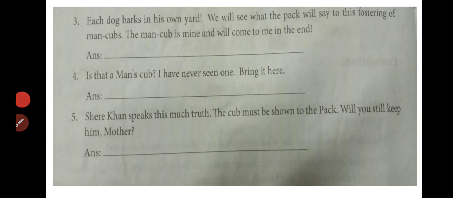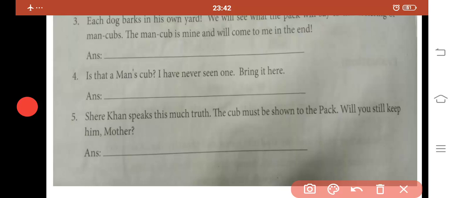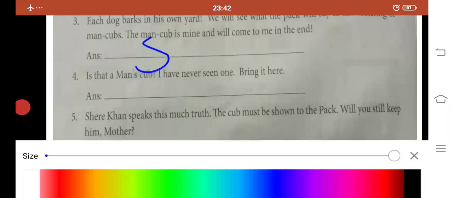Okay, next. "Each dog barks in his own yard. We will see what the pack will say to this fostering of man's cubs. The man cub is mine and will come to me in the end." Here, Sher Khan, the tiger. The answer is Sher Khan, the tiger.